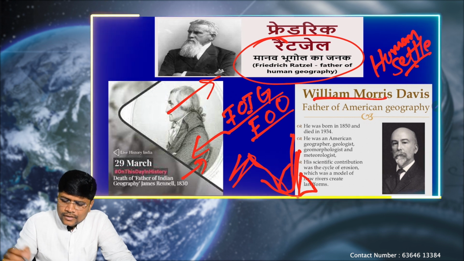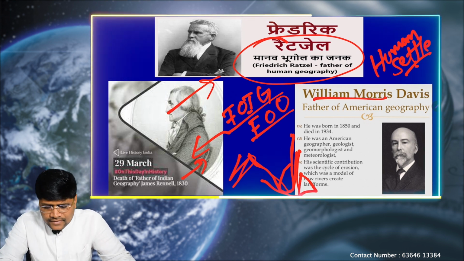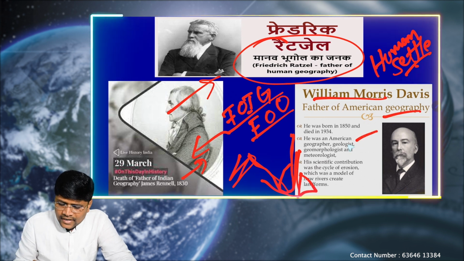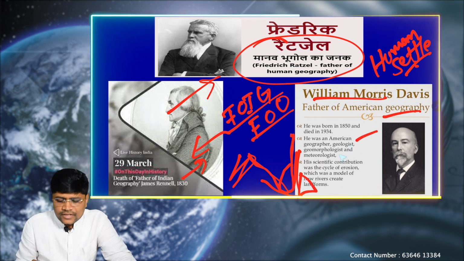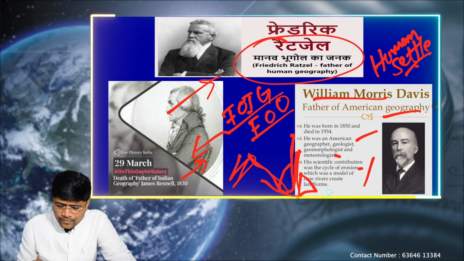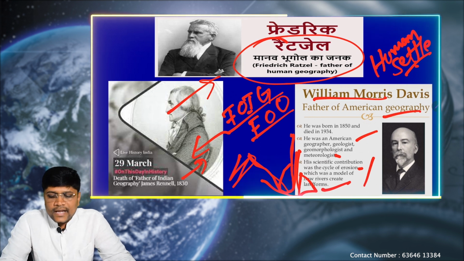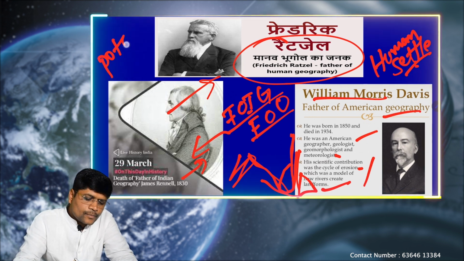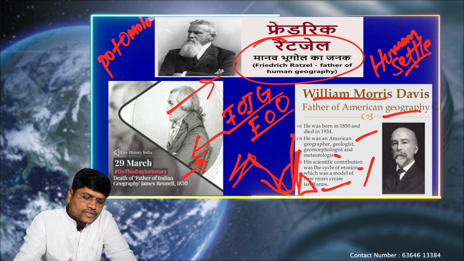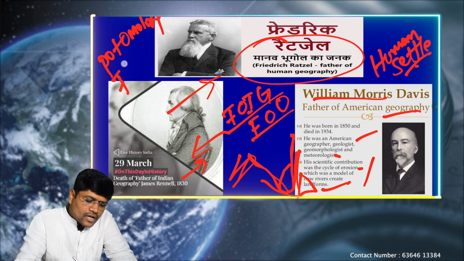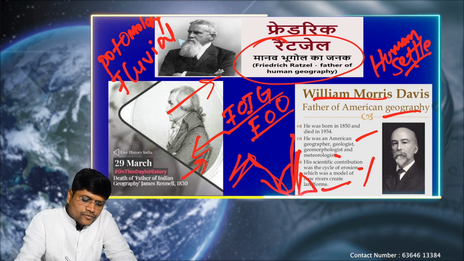Next is William Morris Davis. He is called the father of American geography. He was an American geographer, geologist, geomorphologist and meteorologist. His main contribution is the cycle of erosion, regarding how rivers create landforms. First of all, we should know that the study of rivers is called potamology, and the landforms created by rivers are called fluvial landforms.